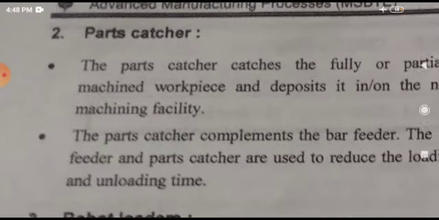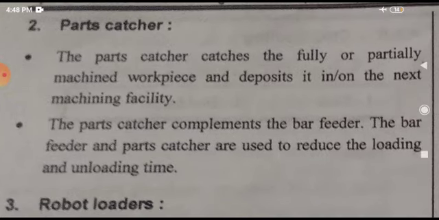Next one is parts catcher. The parts catcher catches the fully or partially machined workpiece and deposits it into the next machine facility. The parts catcher complements the bar feeder. The bar feeder and parts catcher are used to reduce the loading and unloading time. The main function of these two is it reduces the time of loading and unloading.